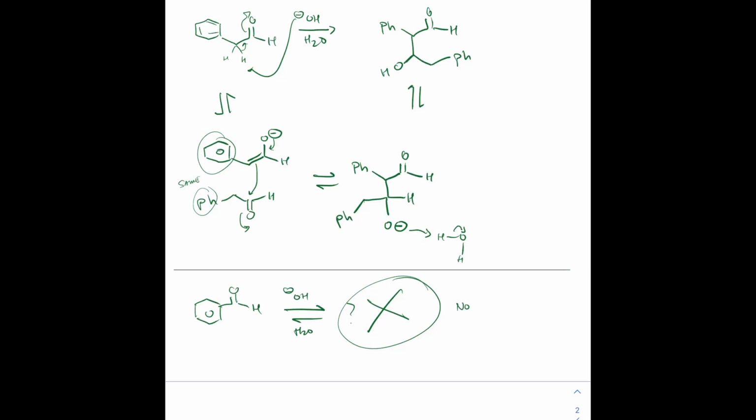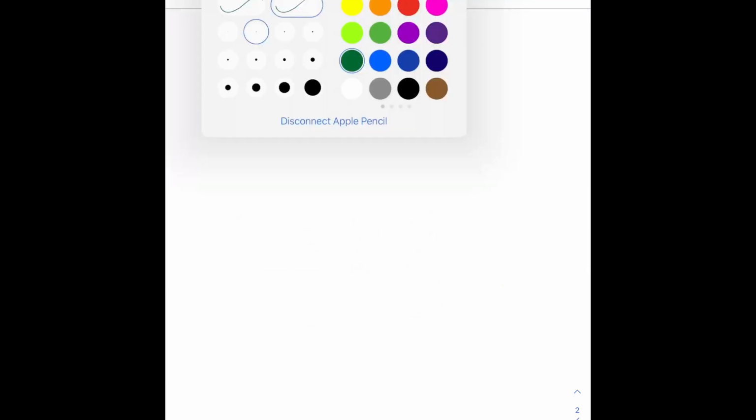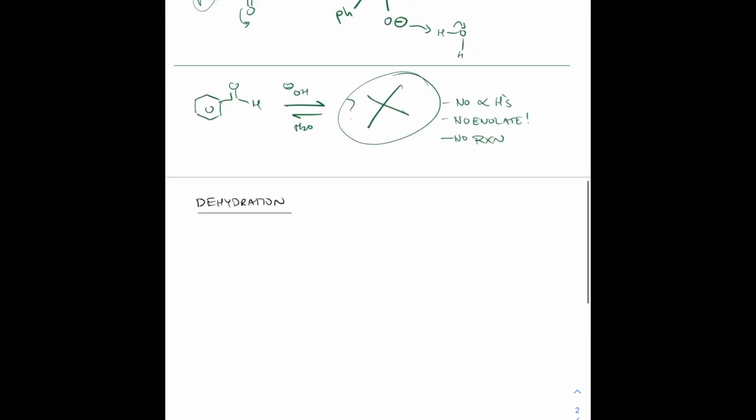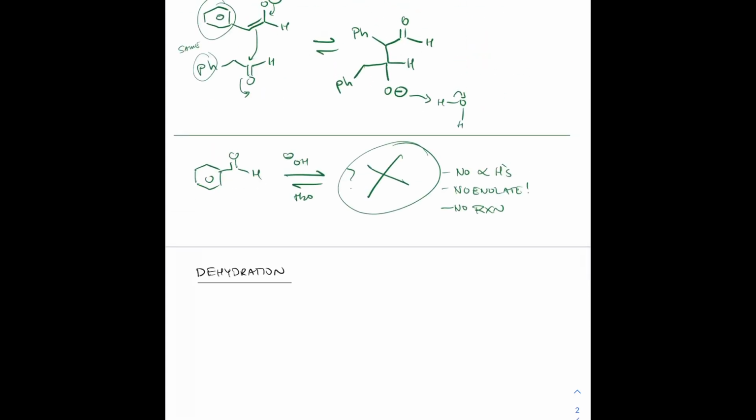So no alpha hydrogens, that means that there's no enolate forming, and that means that we are not getting a reaction. Okay, so it's important, obviously, to know the mechanism. That way you can jump to the product and get comfortable with doing the mechanism to get to the product, as well as just jumping straight to the product without even having to draw the mechanism.